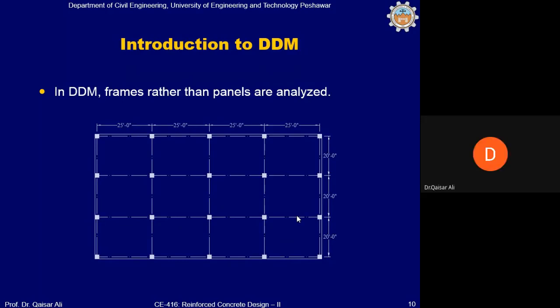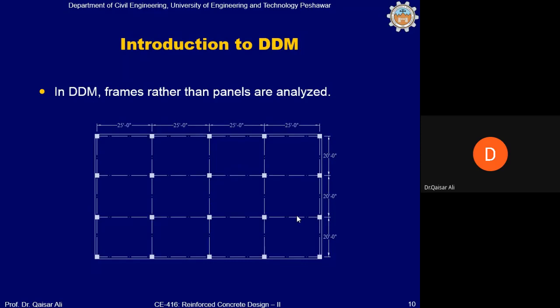If there are no questions, then we will start discussing the direct design method. In the lecture before the midterm, where we analyzed and designed slabs with beams using the ACI moment coefficient method, panels were analyzed. So the total design procedure was such that panel by panel analysis and panel by panel design was done. In the direct design method, however, frames rather than panels are analyzed.